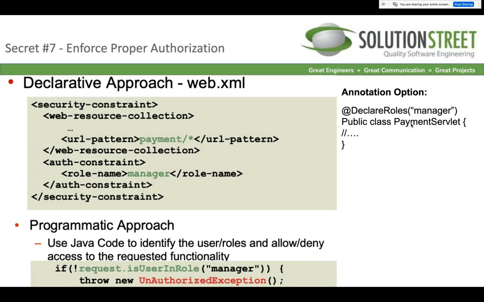Here are a few examples on the Java side. The declarative approach could be with the web XML, setting up roles and URL patterns. The programmatic approach could be asking if the user is in the role. And the annotation on the right there could declare a role manager for this class. So those are some examples on the Java side. I definitely know Ruby on Rails has a couple of options there with something like can, similar type stuff.